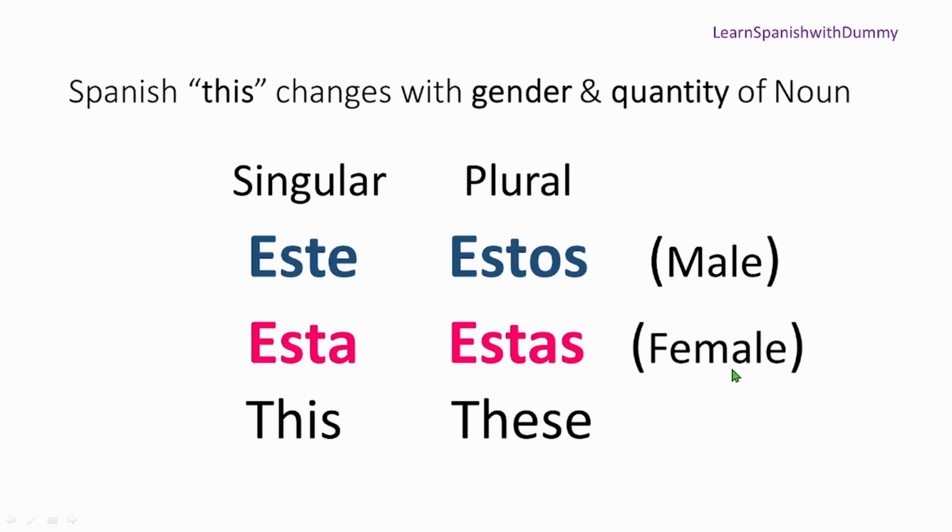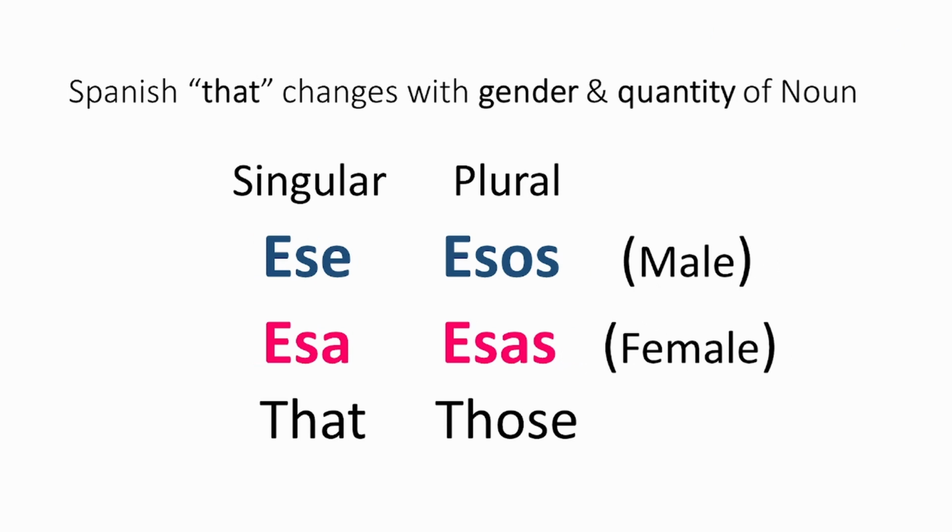So the concept is pretty easy. It's something like if you say this boy, a boy is male, of course, so you say este chico. And if you say these boys, more than one, then you say estos chicos. And if you say this girl, she is female, so esta chica. And if there is more than one girl, these girls, then you say estas chicas. So that's a simple concept. Let's go forward.